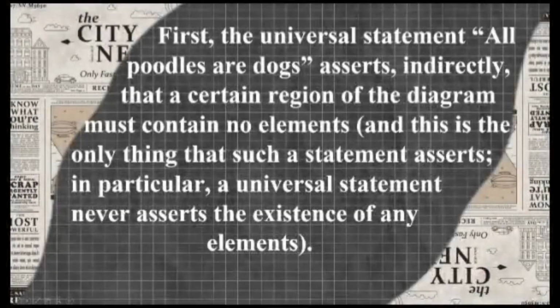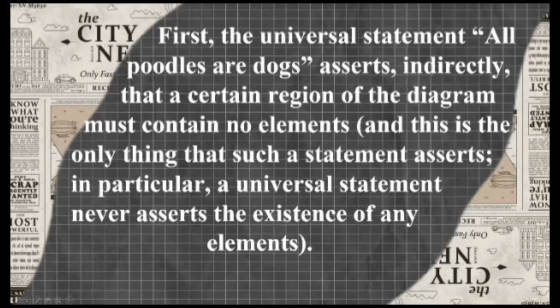As we go to my topic, it's all about solution. First, the universal statement, all paddles are dogs, asserts indirectly that a certain region of the diagram must contain no element, and this is the only thing such a statement asserts. In particular, a universal statement never asserts the existence of any elements.